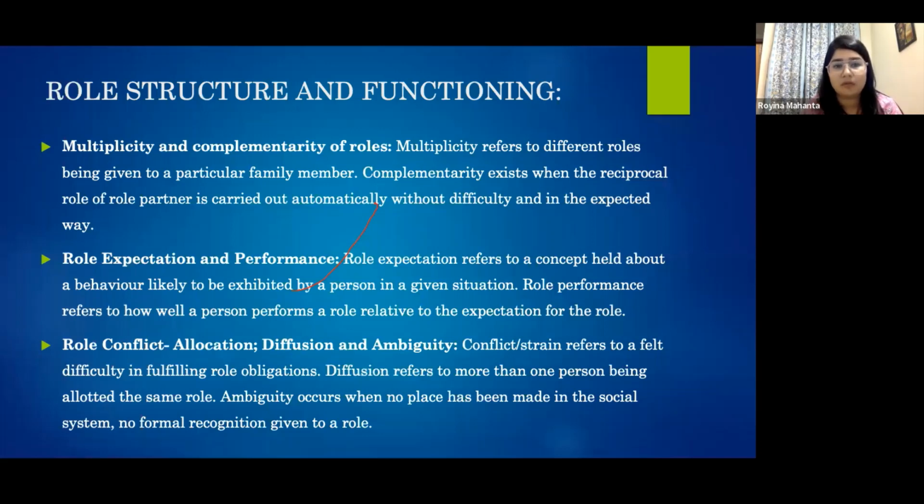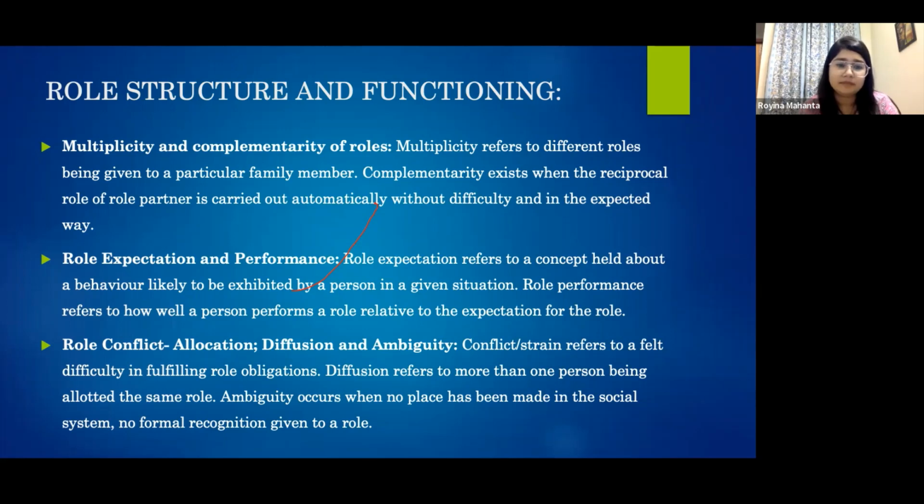Next is role conflict, allocation, diffusion, and ambiguity. Role conflict or role strain refers to a felt difficulty in fulfilling role obligations. So when a person is overburdened with performing too many roles, like I spoke about multiplicity of roles, any given person in a family usually has multiple roles to perform.